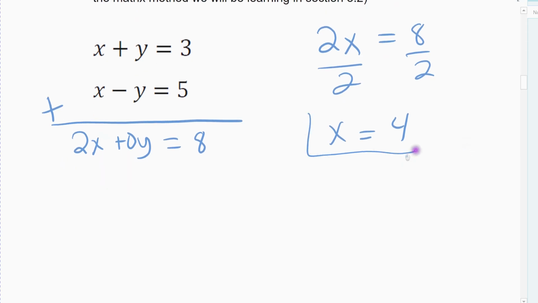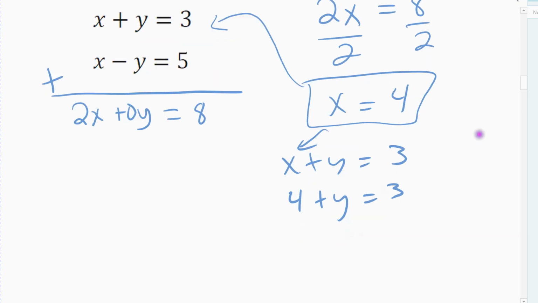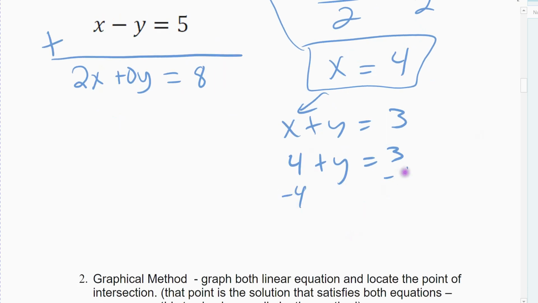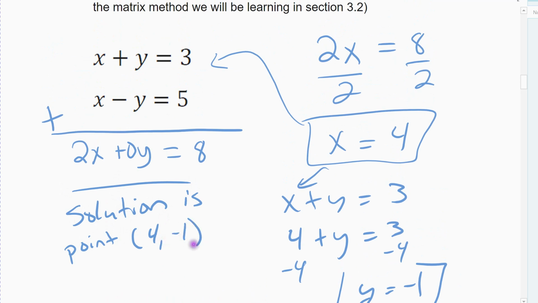And so what I have to do is plug 4 into one of these two equations. I'll pick the first equation. So I'm going to pick x plus y equals 3. I'm going to plug 4 in for my x, so I get 4 plus y equals 3, and solve for my y. And so y equals negative 1. And so my solution is the one solution case. Is the single point, where x is 4, y is negative 1.